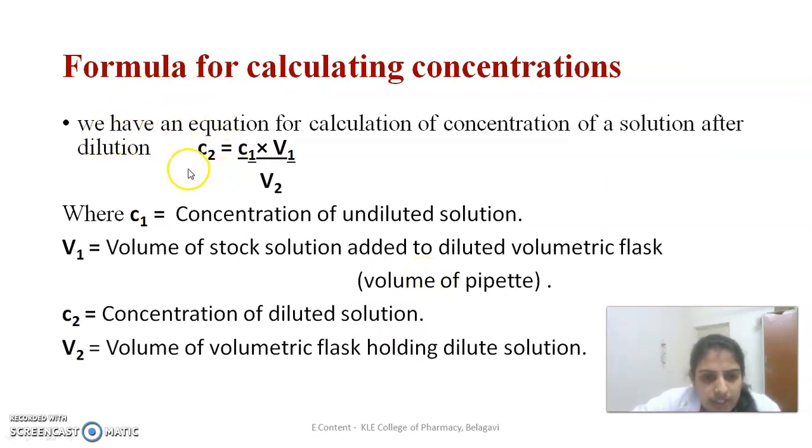We have the equation for the calculation of the concentration, that is C2 is equal to C1 into V1 divided by V2, where C1 is the concentration of the undiluted solution or stock solution, V1 is the volume of the stock solution added to the diluted volumetric flask, that is the volume of pipette we are adding. C2 is the concentration of the diluted solution, this we are calculating, and V2 is the volume of the volumetric flask holding the diluted solution.